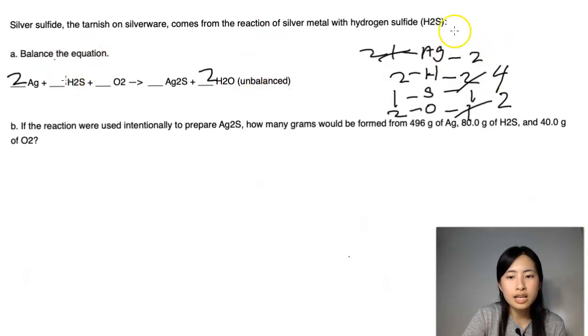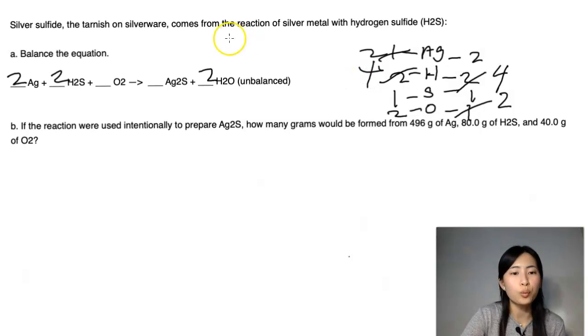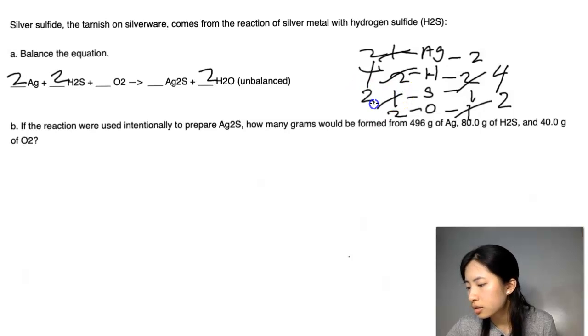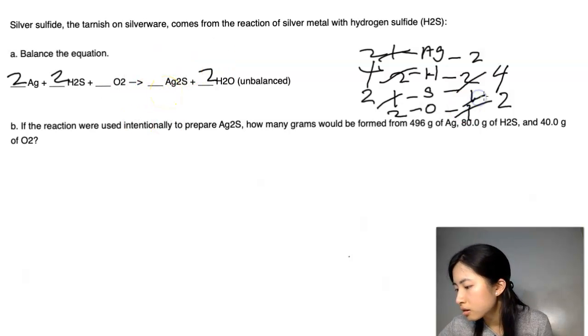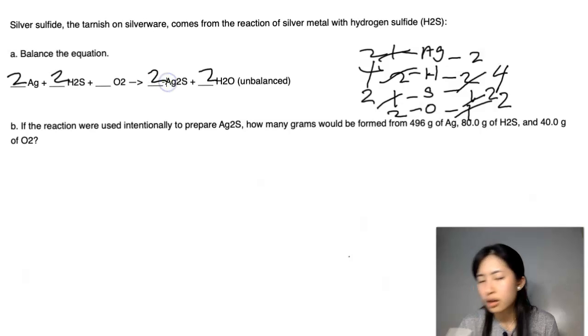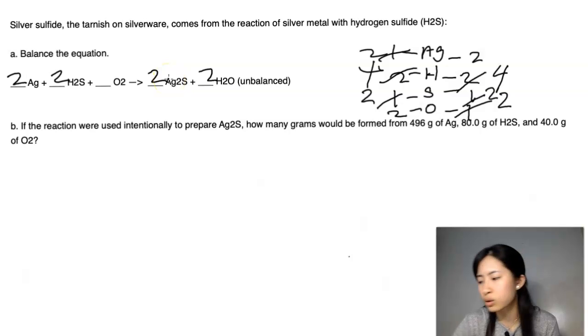And on the left side, since hydrogen is now 2, you need to add 2 as a coefficient in front of hydrogen sulfide, making hydrogen 4 on the left side. As a result, we see that sulfur is now 2 on the left side. So we need to balance sulfur on the right side, and we do that by adding 2 in front of silver sulfide on the right side. As a result, silver is now 4 on the right side of your equation.